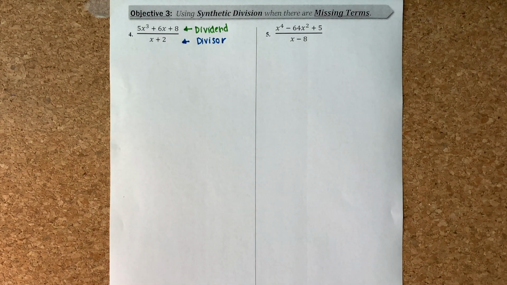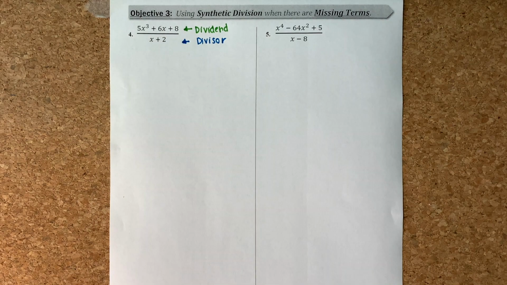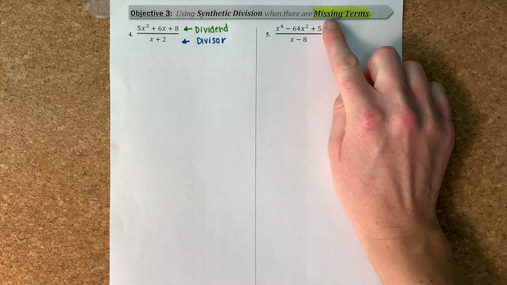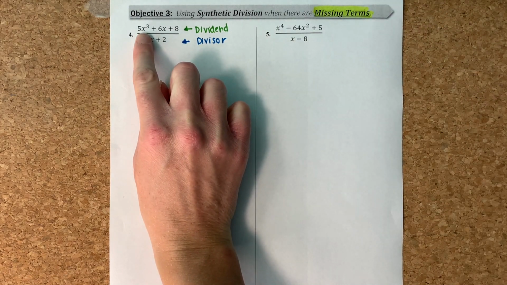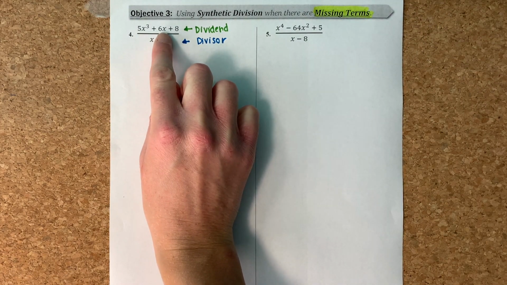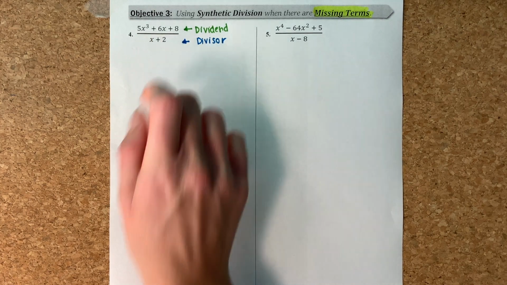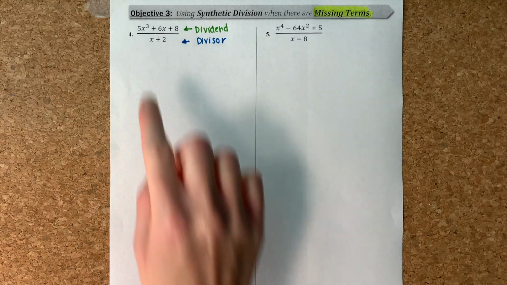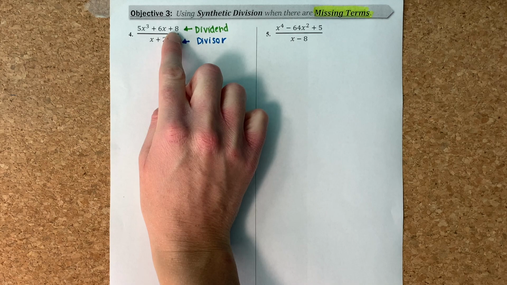Now we learned on the last page that before you can use synthetic division, you have to check our dividend and make sure that the exponents are in descending order, and they are, but you also have to check for missing terms. If we look in the numerator here, we go from x cubed to x. We're missing an x squared term. If you're missing a term in your numerator, you have to write a 0 in place of that term.